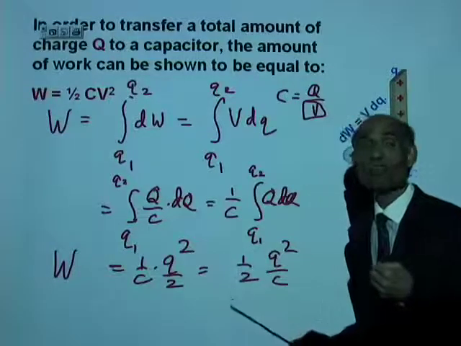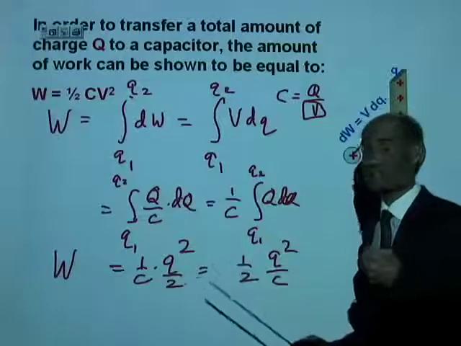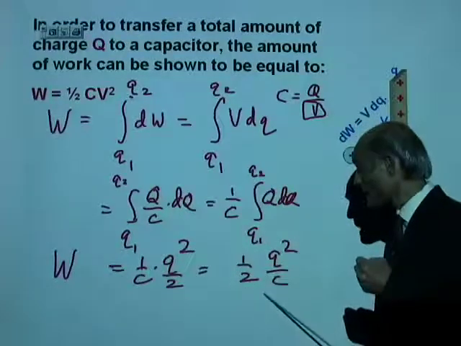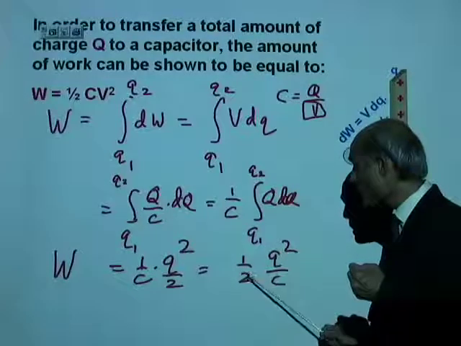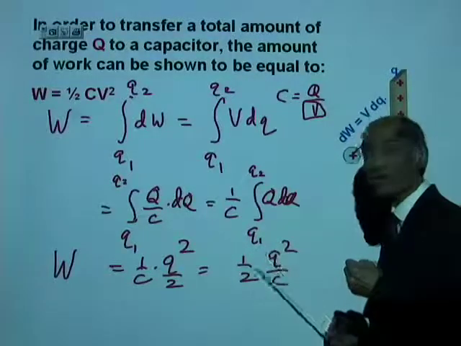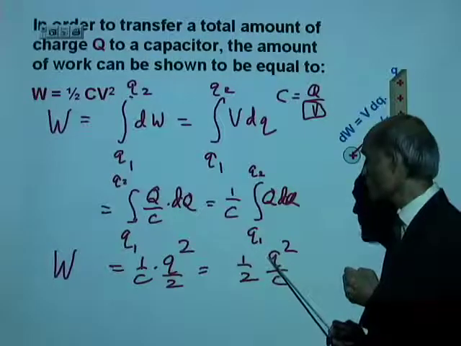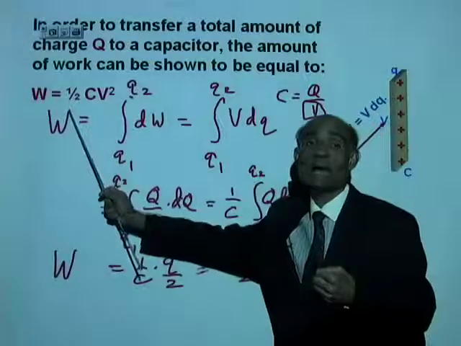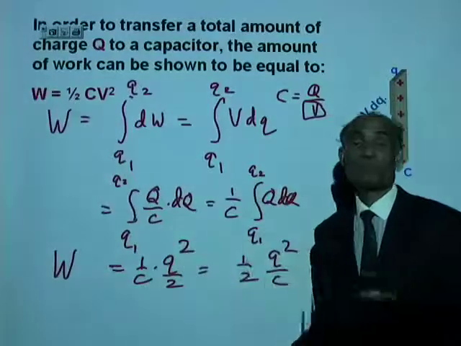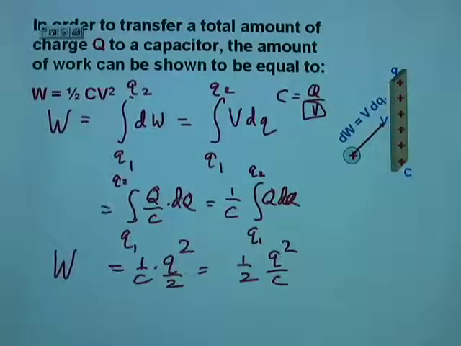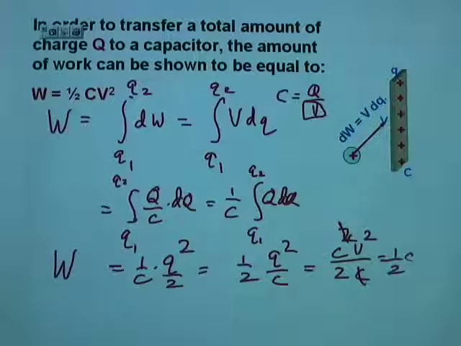So what is an equation for energy of a charged capacitor? Energy of a charged capacitor is Q squared over 2C. Can you show that this is the same as 1/2 CV squared? Well, that's not difficult, because Q equals CV. Q squared is C squared V squared divided by 2C, and one C will cancel, and that is 1/2 CV squared.